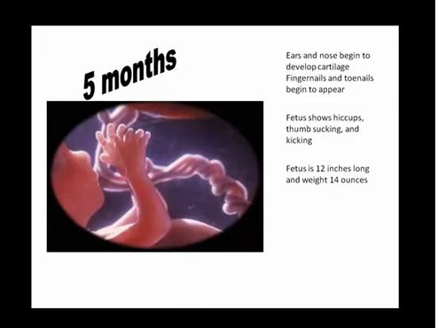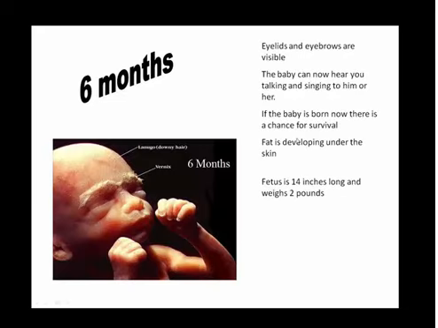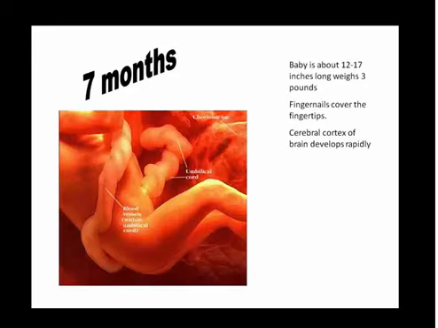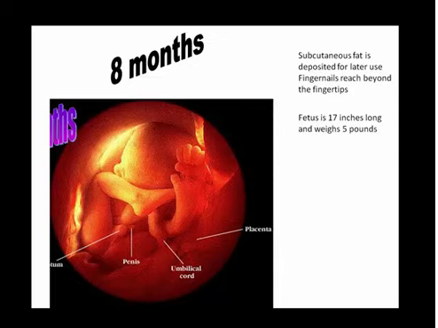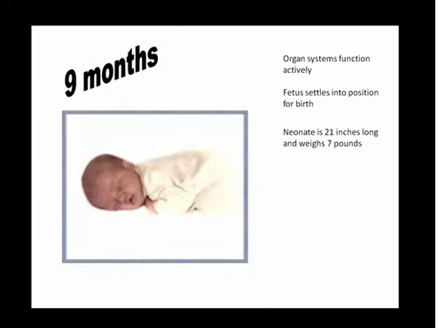Then 5 months, here we go, hiccups, and the baby's now 12 inches long. 6 months. Now this is the time when the baby could survive if it was born, but it'll be a very small, premature baby. 7 months. We have 8 months. The baby's basically adding lots of weight at this time. And then at the end of 9 months, the baby is usually born.